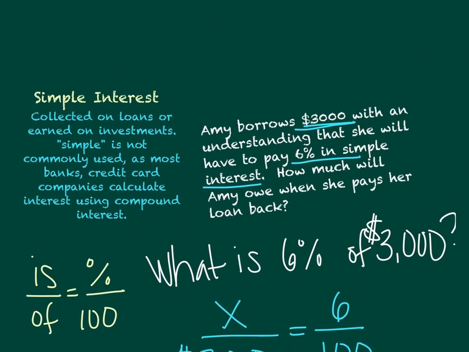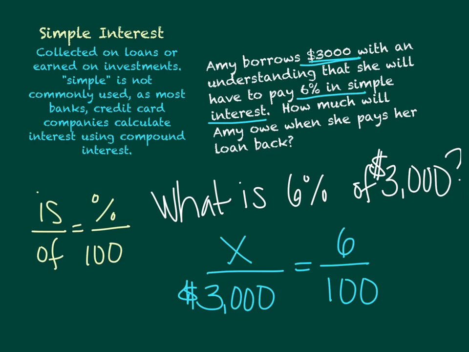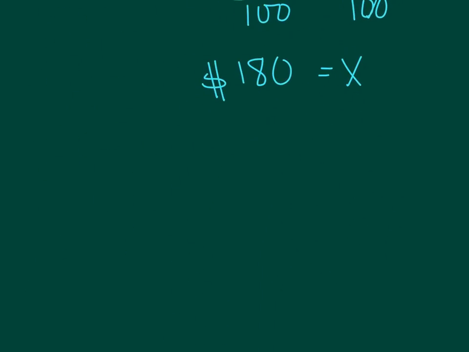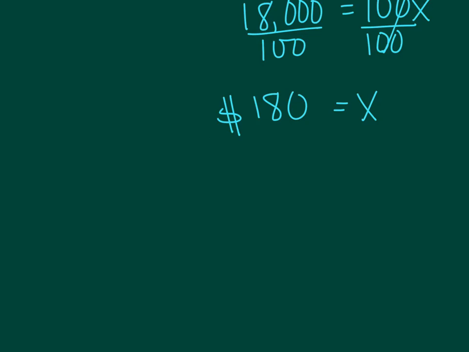And so if we go back to our problem for just a moment, excuse the scroll, it says, how much will Amy owe when she pays her loan back? So this question's a little bit tricky because it says, how much is she going to owe? She's going to have to pay back not just that $3,000, but her loan itself plus that simple interest.